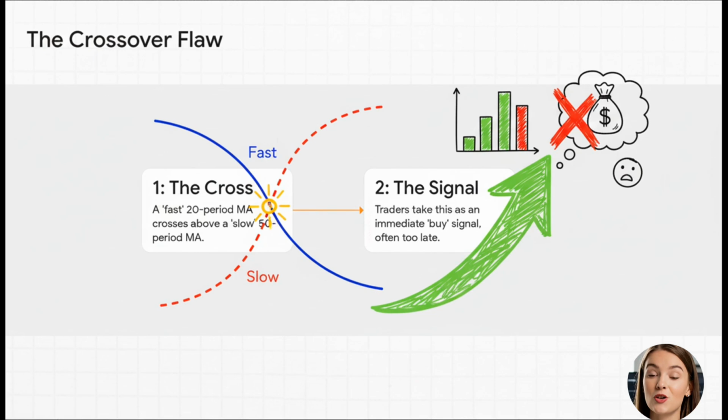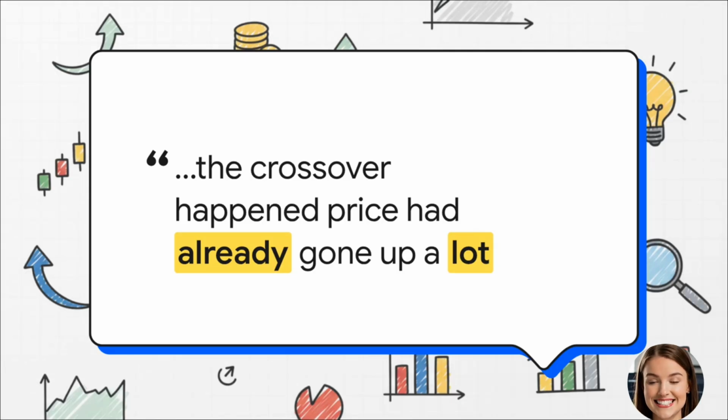Okay, so the second flawed approach is the simple crossover. This is where a trader uses two moving averages, right? A fast one and a slow one. The idea is, when that speedy, fast line crosses above the slower one, it's a golden cross, and that's your immediate signal to hit the buy button. The problem here is pretty simple. Moving averages are lagging indicators. By their very nature, they're looking in the rear-view mirror. They react to what's already happened. So by the time that crossover signal finally shows up, the price has often already gone up a lot.